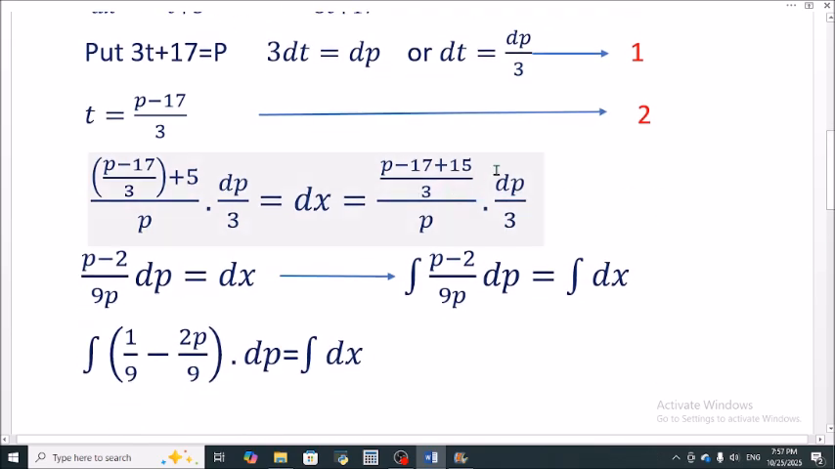And multiplying both the numerator and the denominator by 3, the 3 vanishes. We'll be left only with p minus 2, p minus 17 plus 15, that's p minus 2, over 9p dp equals dx. In other words, that's why we substituted: to make the denominator made of one term and the numerator made of two terms. So here we have p over 9p, that's 1 over 9, and 2 over 9p.